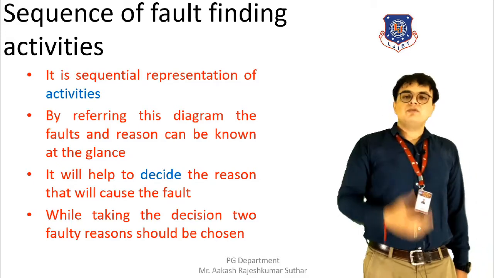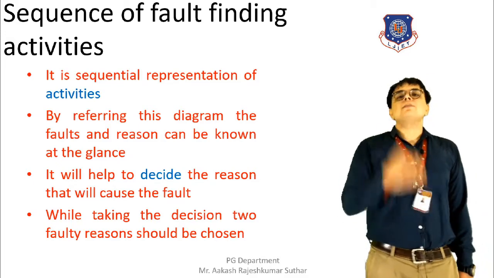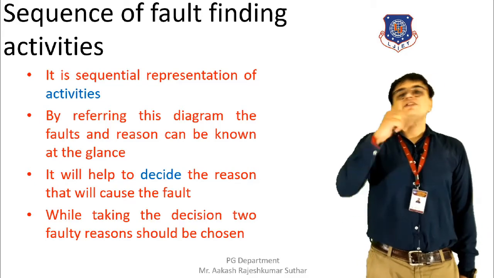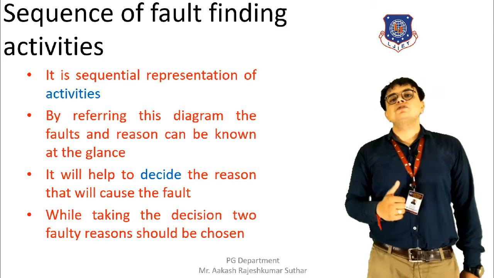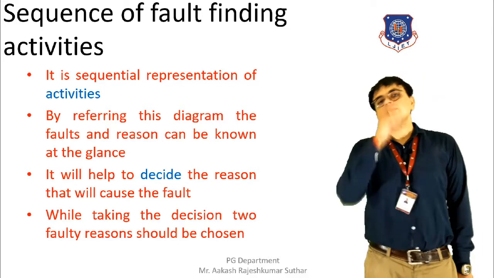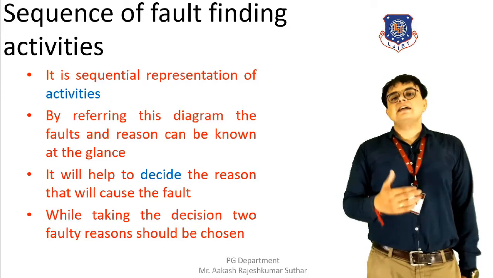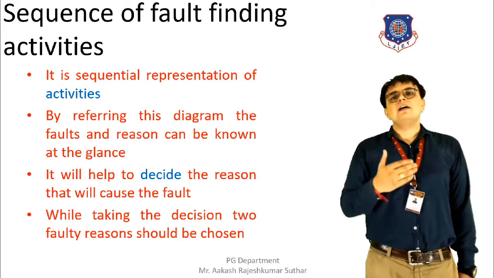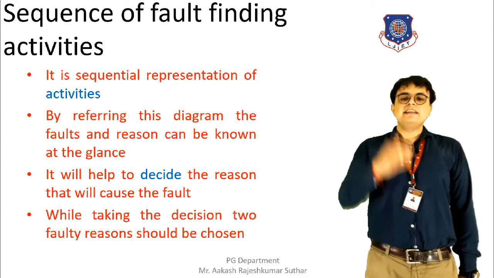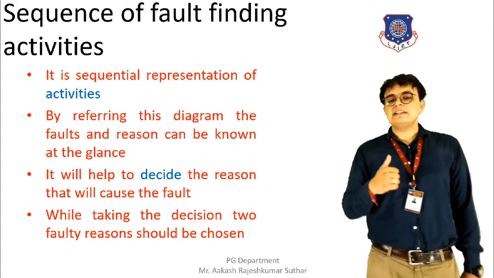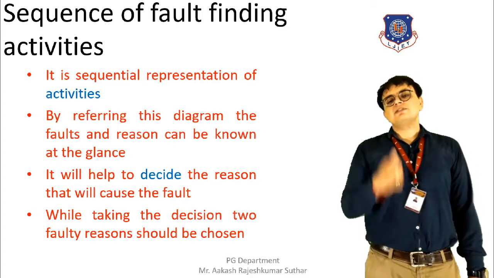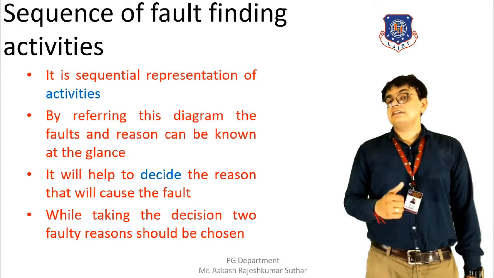Means, from having an observation of the decision tree diagram only, we can get to know how this fault can take place. And what the reason is can be found only after having an observation of the decision tree diagram. While taking the decisions, 2 faulty reasons should be chosen. So this is how the sequence of the fault finding activities is done.